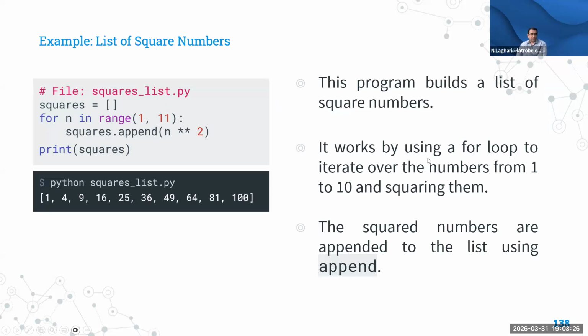Okay, a list of square numbers. So you have squares equals an empty list, and then you start a for loop in the range from 1 to 11, which would be effectively going from 1 to 10, and you want to append the squares from 1 to 100.